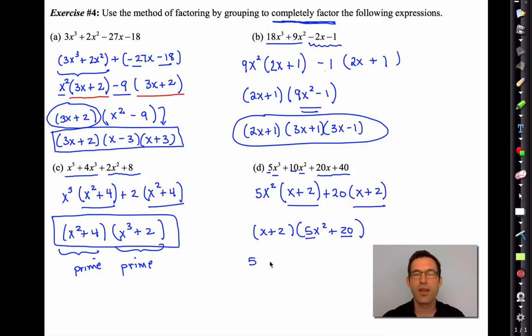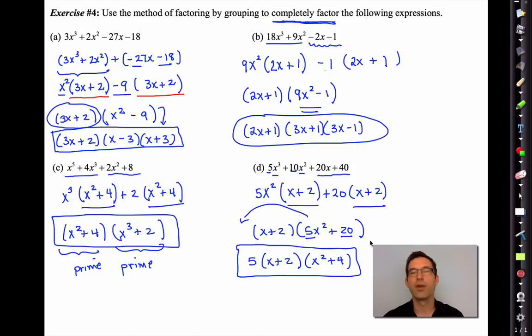Now, if we've got a numerical GCF, it tends to be written down first. So I'm just pulling that 5 all the way out here. And then I'd have x squared plus 4. Again, everything there now is prime. No way to factor any of that.